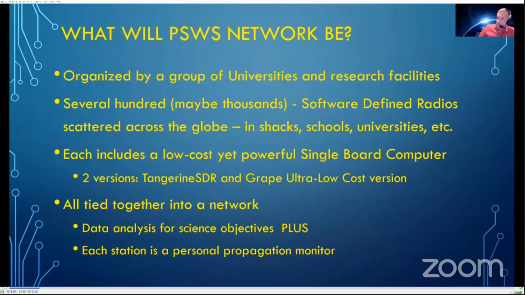What will this network be? Well, this network is organized by a group of universities and research facilities. We hope to have several hundred and maybe even thousands of software-defined radios scattered across the globe in shacks, schools, universities, and so on. Each will include a low-cost yet powerful single-board computer with a data collection system. There are two versions of this, the TangerineSDR and the Grape ultra-low-cost version, which is being developed by Case Western Reserve University. All these will be tied together into a network for doing data analysis for science objectives, as well as we plan to let each station be a personal propagation monitor.